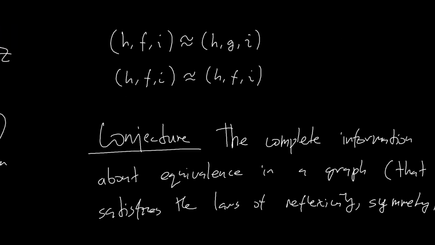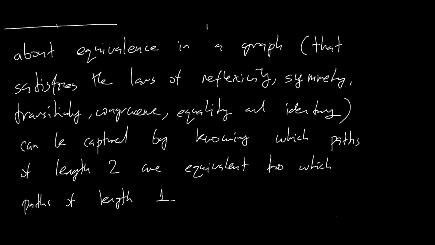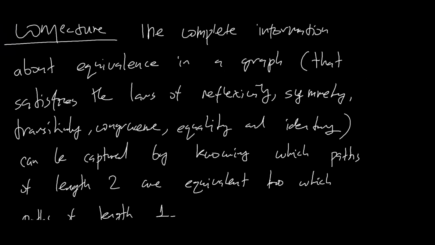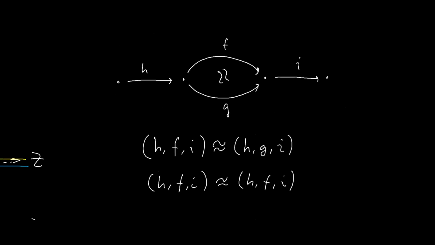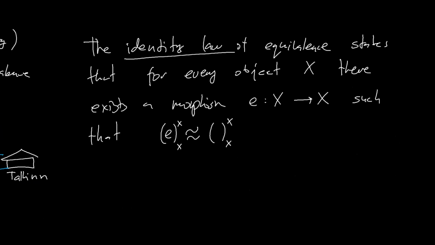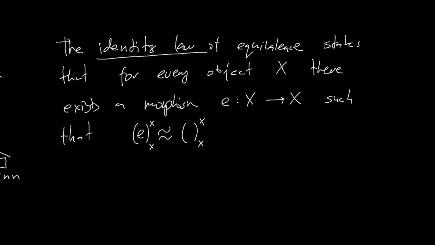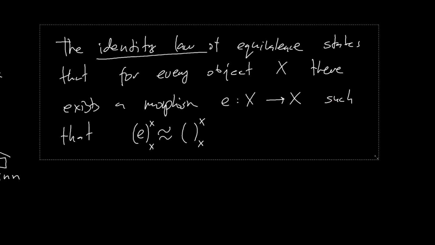For this conjecture, I might need a similar axiom that tells me that no matter how long a path I have, there should be a single morphism I can select that is equivalent to it. So the identity law actually should apply not just to empty paths, but to arbitrary paths. And let me instead call this the reduction law. So the reduction law of equivalence states that for every two objects, so let me keep that identity law, and then I'm going to rewrite this.